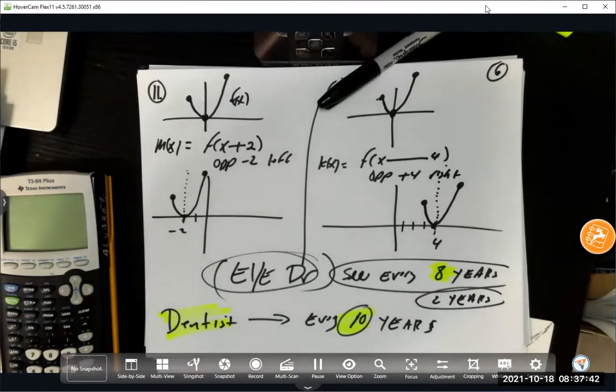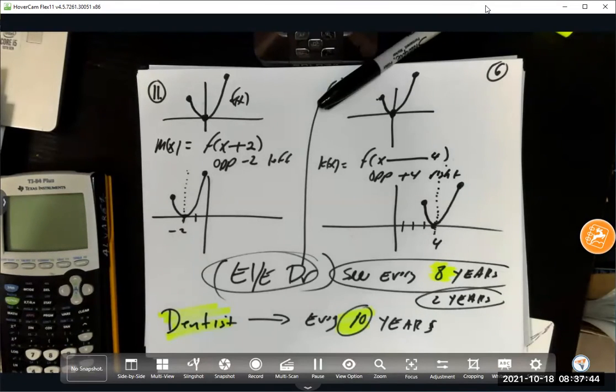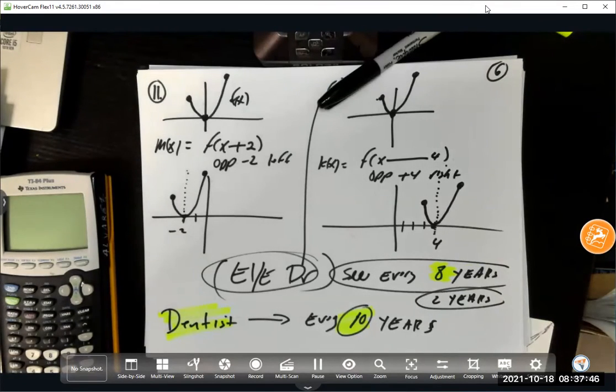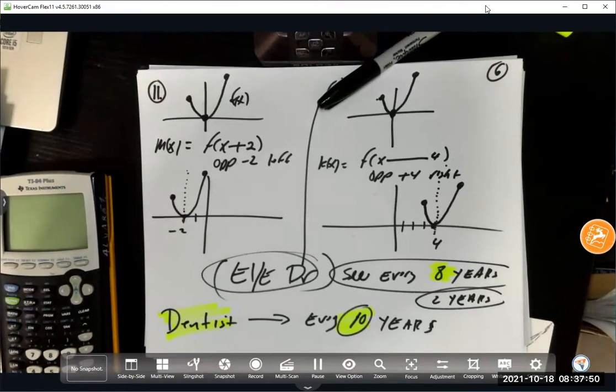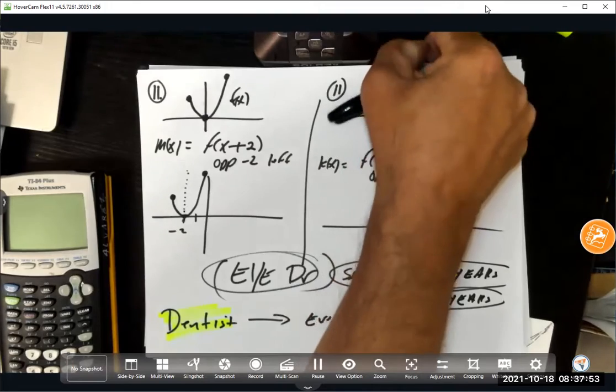10 years go by, check it again. Or more often than that? I go every year to get my teeth cleaned. Every year? You go once a year to the dentist?